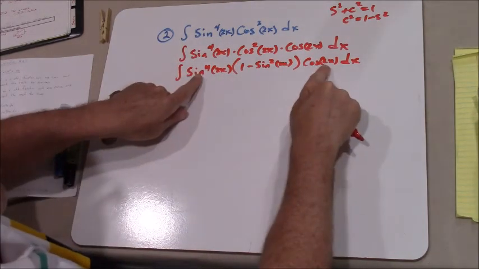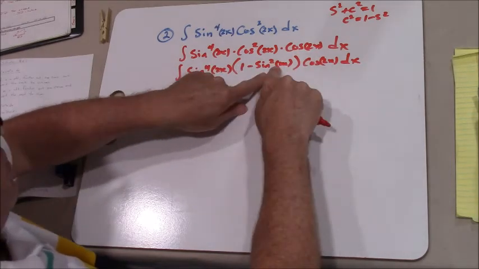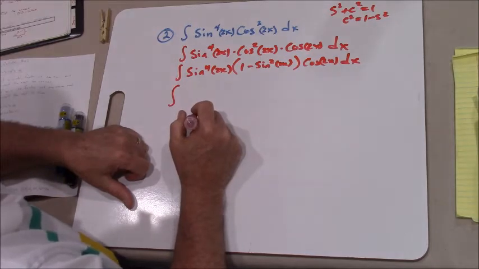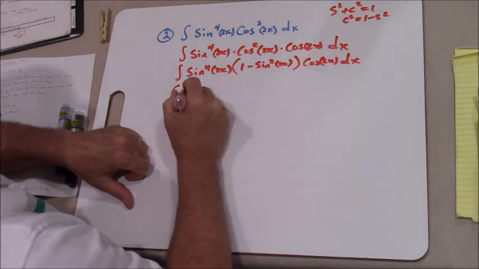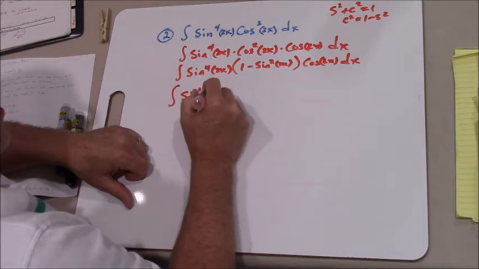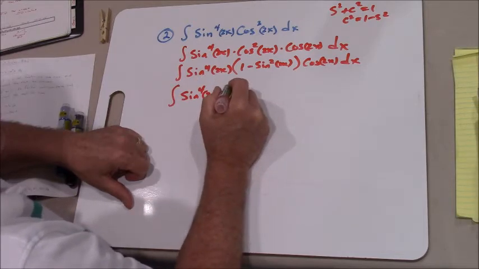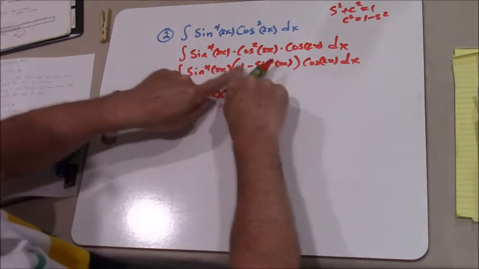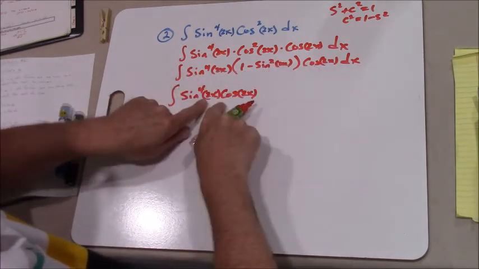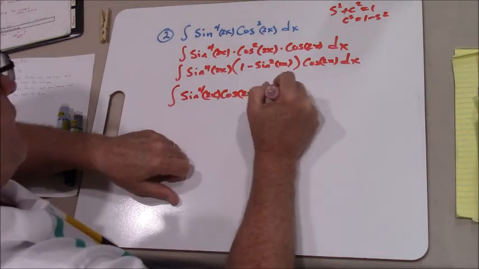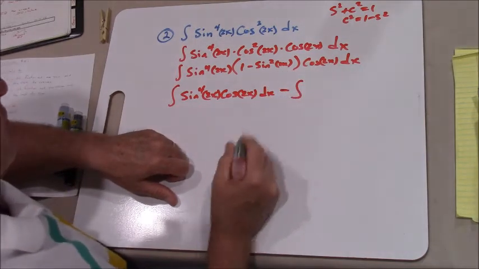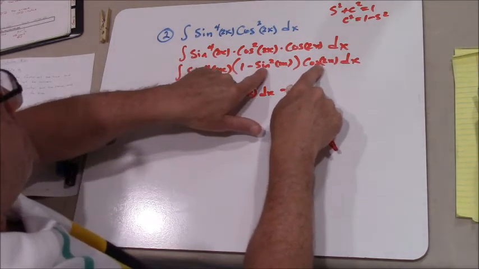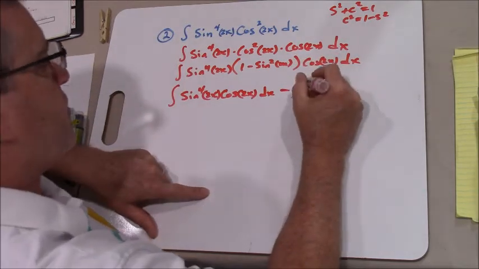So I'll distribute both of these to each of those terms. So what I'm going to get now is sine to the fourth of 2x times cosine 2x. I took both of these times 1, so I just get those two things. dx, I'm also going to separate this into two separate integrals. And my next one, I've got sine to the sixth of 2x times a cosine of 2x.